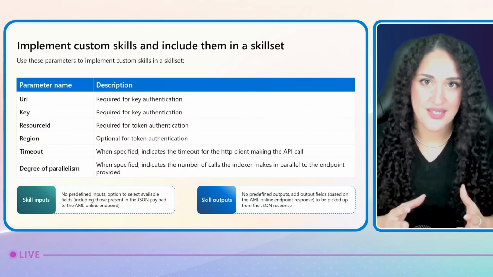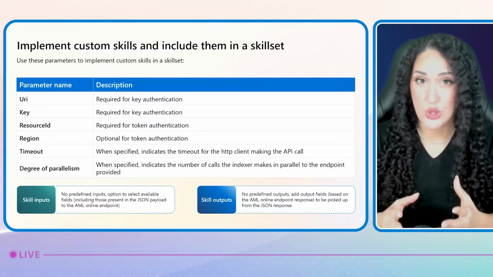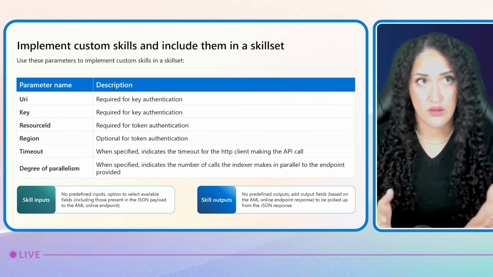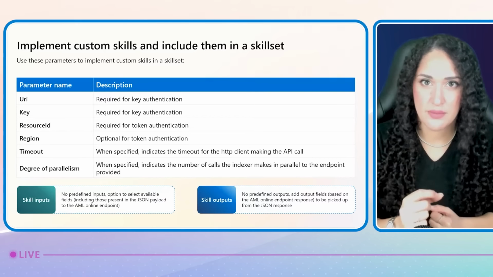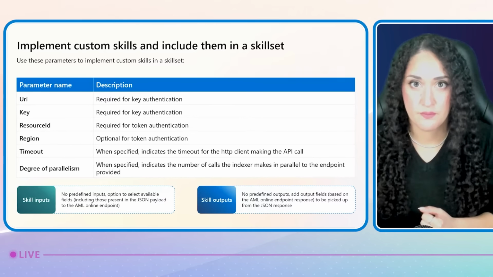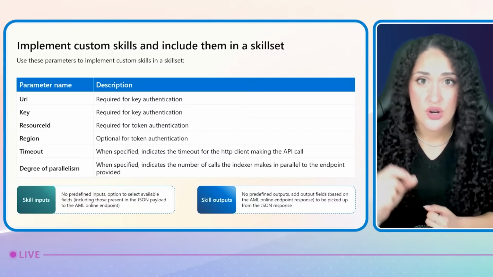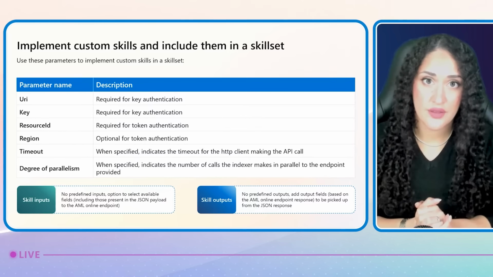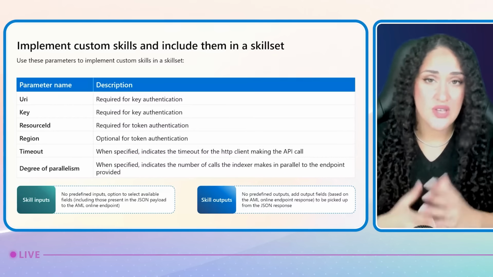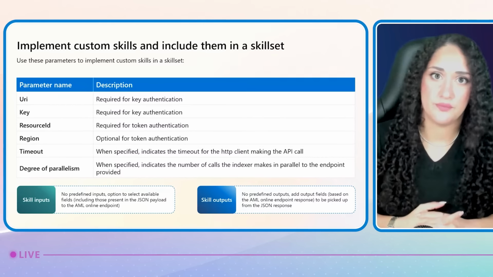And the best part is that skills in AI Search can be customized to do, well, anything. Custom skills extend the indexing pipeline with your own logic. The key parameters are URI and key for authentication, resource ID for token authentication, timeout, and degree of parallelism, for example.